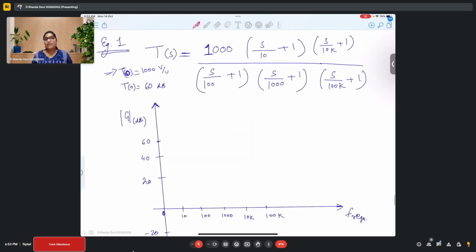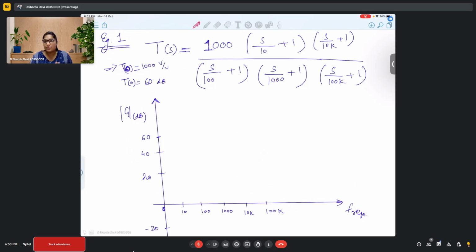Flat. So it will be a straight line. So now let's do one thing. Let's figure out where all the poles and zeros are present.